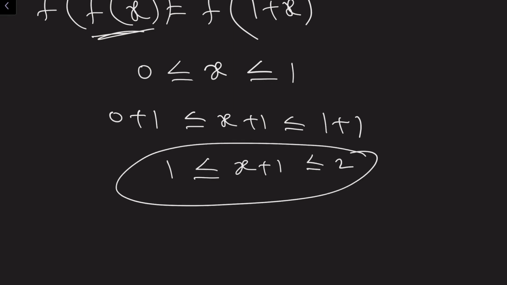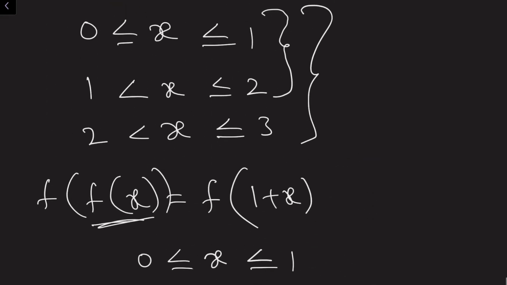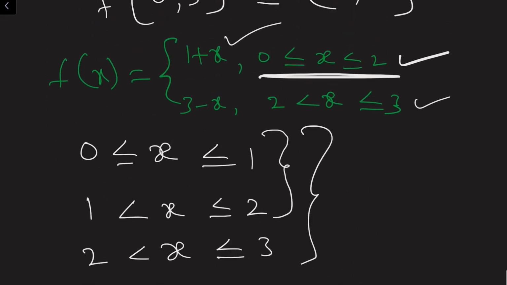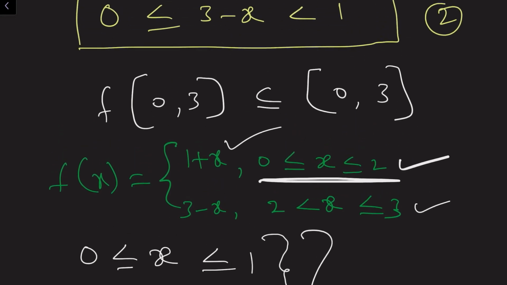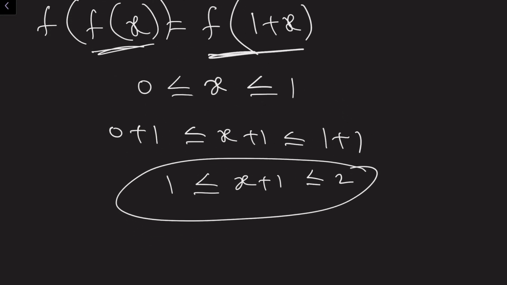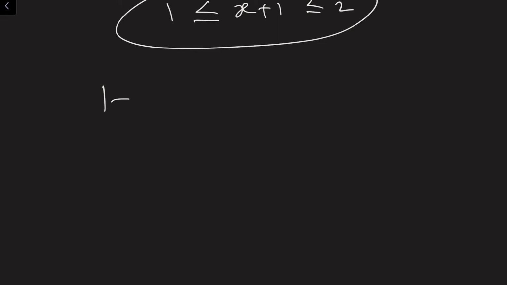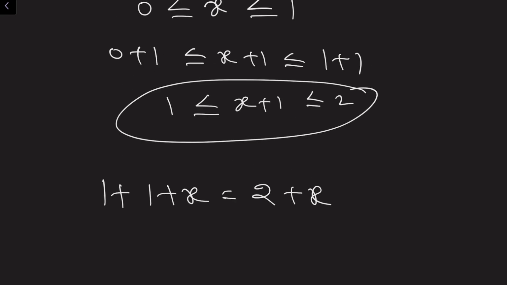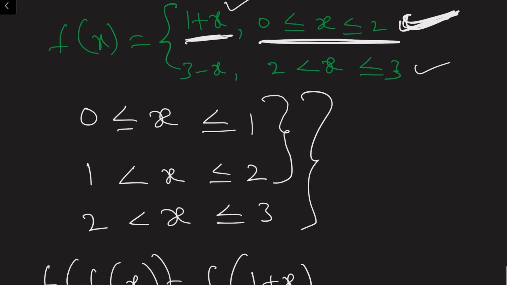So now check this with the original question, that is 1 less than or equals to x plus 1 less than or equals to 2. So 1 less than or equals to x less than or equals to 2 means it remains in the first statement only. So again we need to substitute 1 plus x in the place of x. So here we have f of 1 plus x. So 1 plus, in the place of x, again 1 plus x. So we get 2 plus x. In the first case we get 2 plus x. Now let us move to the second case, that is the second condition, 1 less than x less than or equals to 2.